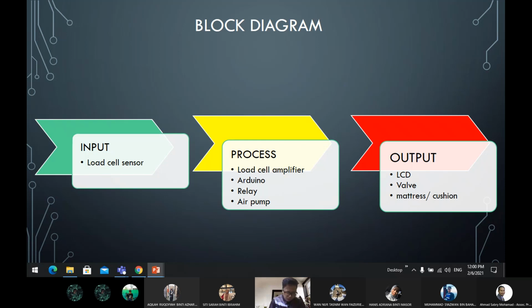Okay, starting with the block diagram, from the input, the load cell sensor will detect the weight of the user, and the data from the load cell goes to the load cell amplifier, which calibrates the data and sends it to the Arduino. Then the Arduino will process the user weight data to control the relay of the air pump. Lastly, for the output, the LCD will display the weight of the user and also the status. And the air from the air pump will fill up the cushion through the valve.